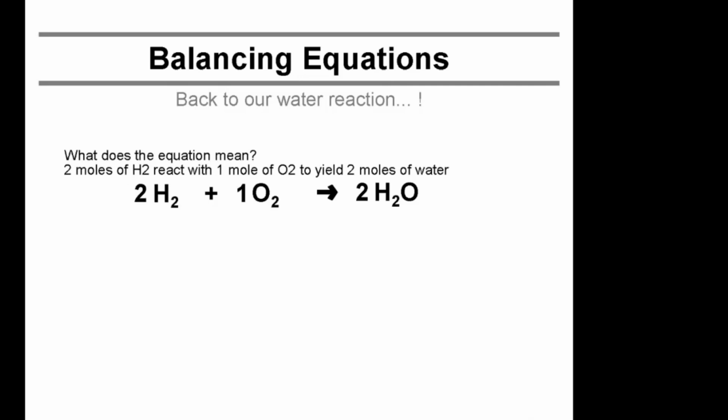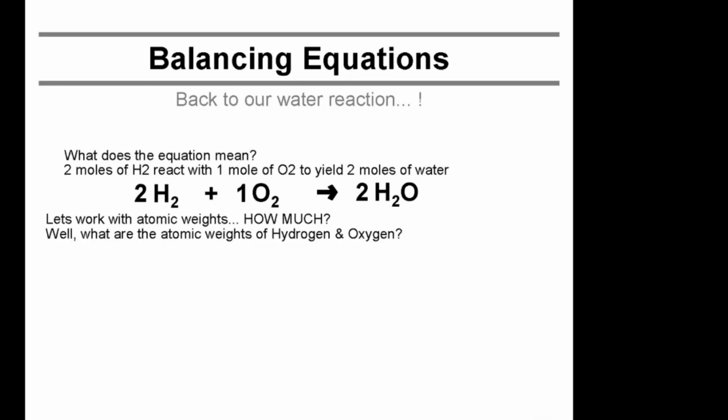And this is basically what these numbers in front of it mean. You are counting the beans. How many blobs do you have? 2 blobs of H2, 1 blob, 1 bean of O2 makes 2 beans or 2 bigger blobs of H2O.